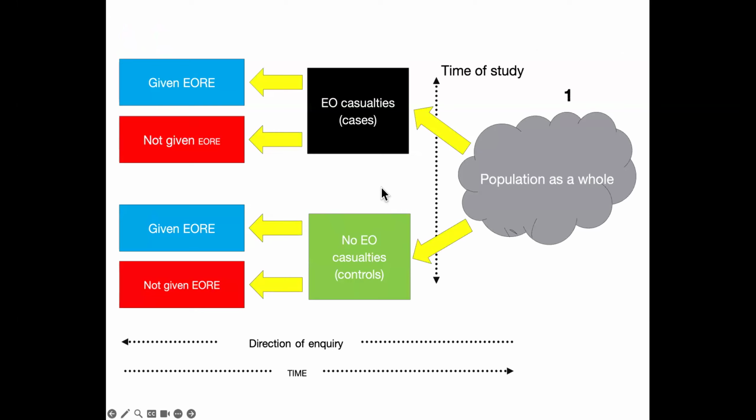So, first thing, identify population. Second thing, identify our cases and our controls. And then ask them the question of whether they have or have not received risk education. It's very important for the cases, remember, to be asking the question, have you had your risk education before you were a casualty? This will give us 4 groups of people, A, C, B, and D. The importance of these letters will become clear in a minute.